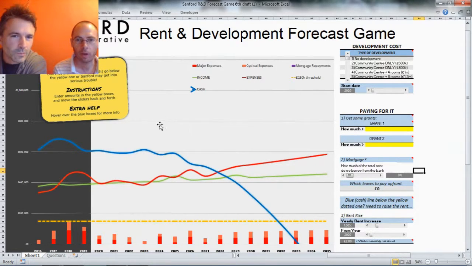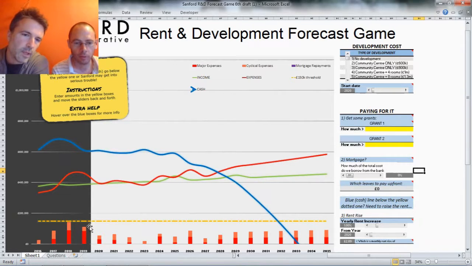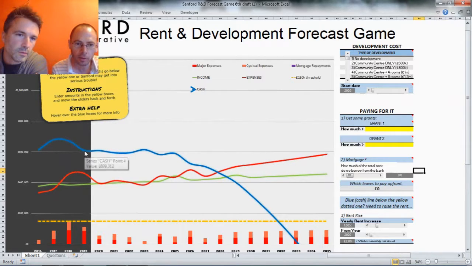Okay, so along the bottom we've got all these years. That's the years. What's the black and white? The black is the past. The line between black and white is the present, and the white is the future. So this 2019 is the cash that we have at the moment, or at the beginning of this year.